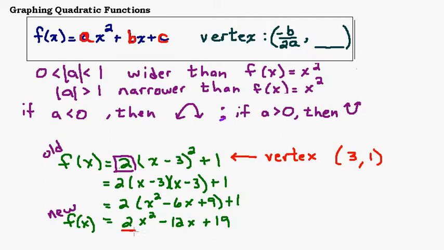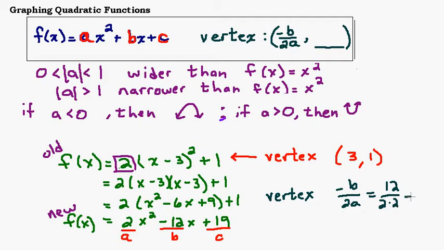So in our example down here, A is 2, B is negative 12, and C is 19. To find our vertex using this new formula, the first thing I want to do is find the x value of the vertex, which is the opposite of b over 2a. My b value is negative 12. The opposite of b would then be positive 12. My a value is 2, so 2 times a is 2 times 2, which is 4. And 12 divided by 4 is 3.